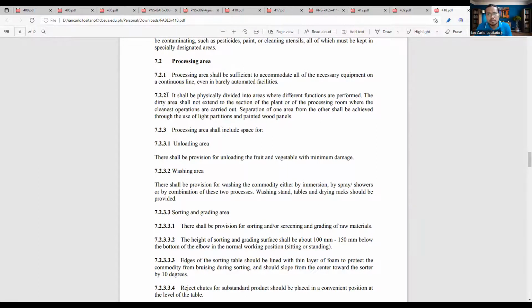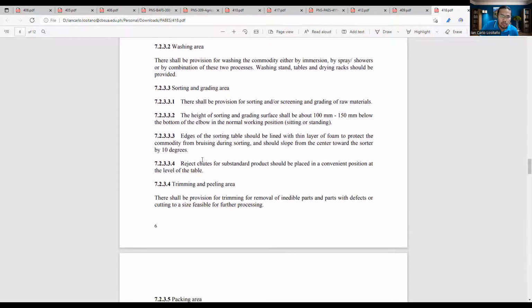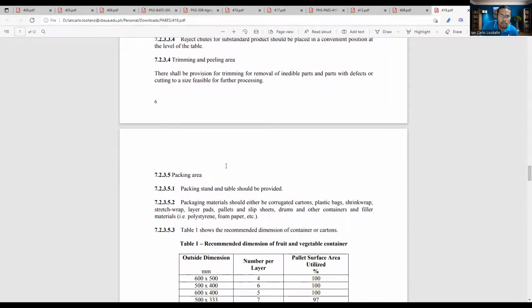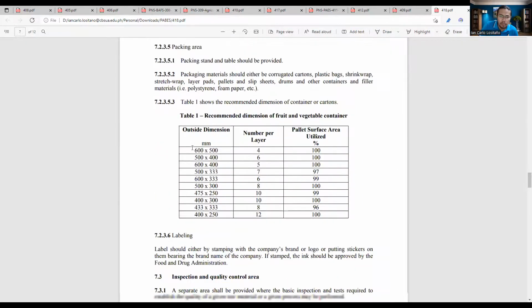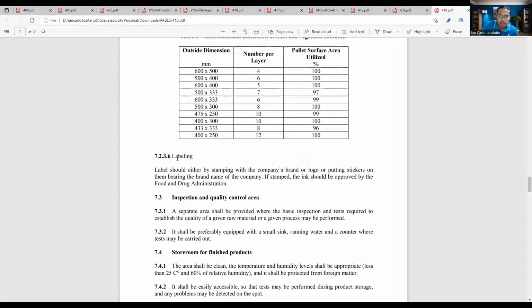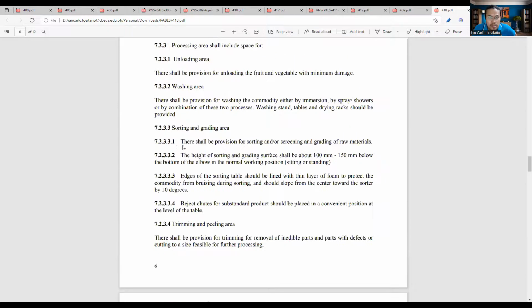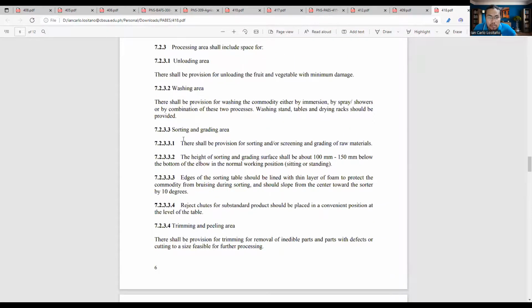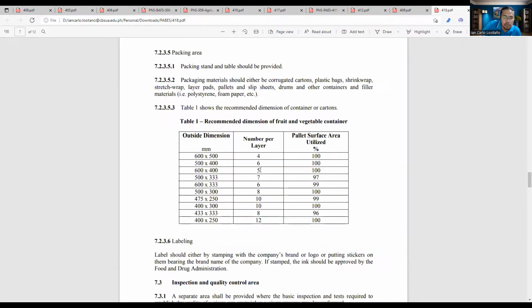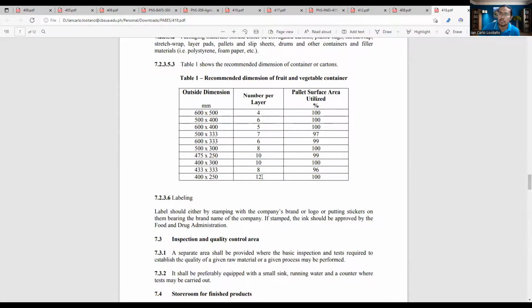Now, the processing area shall be sufficient to accommodate all the necessary equipment on a continuous line. For the different processing operations, if it's pickling or probably wine making, this should all be considered. So there's an unloading area, a washing area, a sorting and grading area, a trimming and peeling area, and then the packing area. Again, this is just primary processing, and then there's also the labeling. Most, if not all, are recommendatory, because these depend on the different operations for the fruit or vegetables.